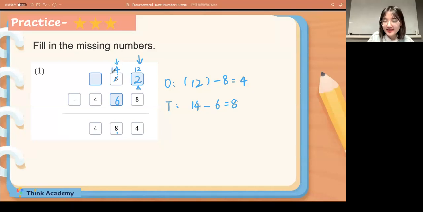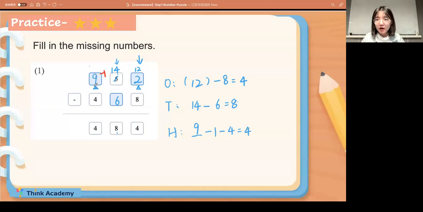So if this is 14, it means we borrowed 1 from this blank. So for this blank, actually it will be a number minus 1. So we can label minus 1 here. Minus 1. And now for the 100th column, we will have a number minus 1 minus 4 equals 4. So what's this number? Thank you, William. Thank you, Lily. Thank you, Olivia. It will be 9. So 9 minus 1 will be 8. 8 minus 4 will be 4. So for this number, it will be 9.